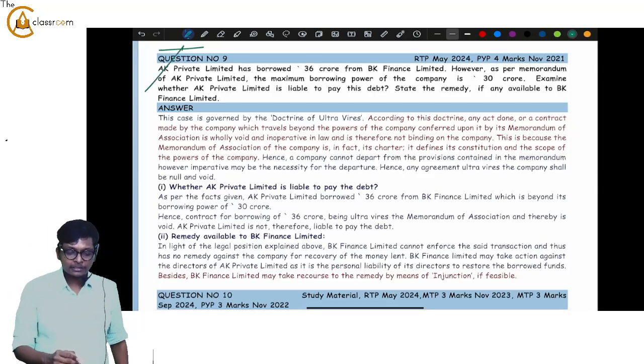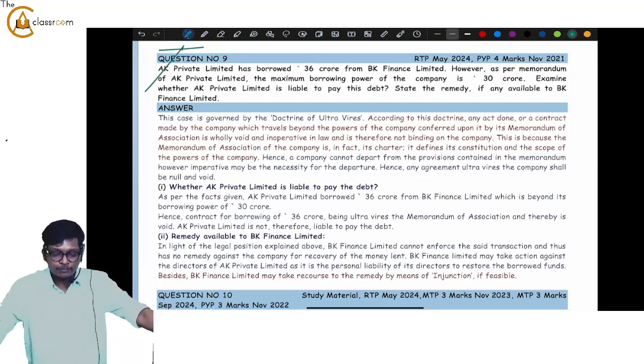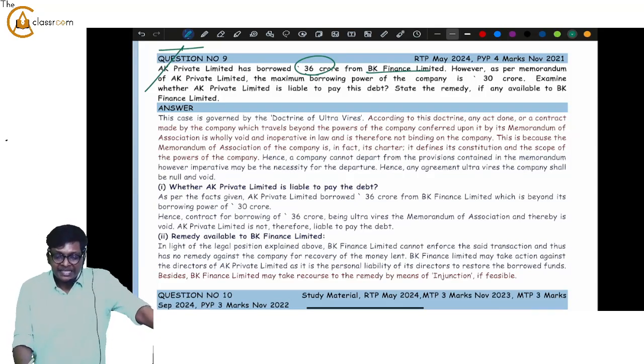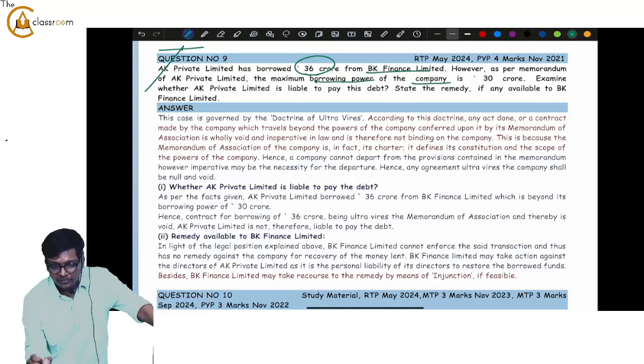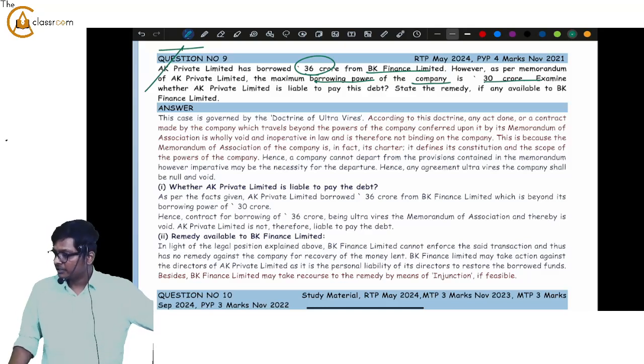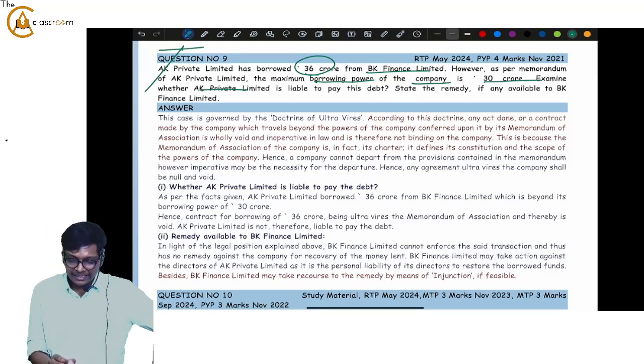Okay. Next, question 9. AK Private Limited has borrowed 36 crores from BK Finance Limited. However, as per the memorandum of AK Private Limited, the maximum borrowing power of the company is 30 crores. Maximum borrowing power is how much, guys? 30 crores. Examine whether AK is liable to pay this debt. State the remedy if available to BK.